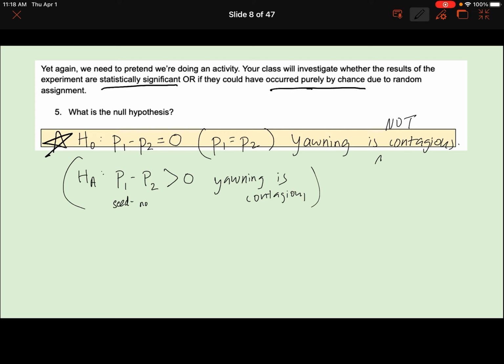But just to make sure the simulation is clear, we are just randomly shuffling our yawners versus non-yawners into the 2 groups because we are assuming the null hypothesis is true. For the test, we're going to assume that yawning is not contagious. So then it wouldn't matter which group people were in.